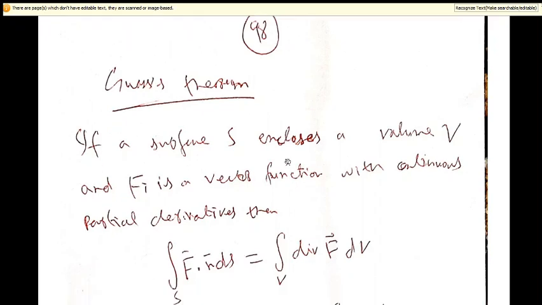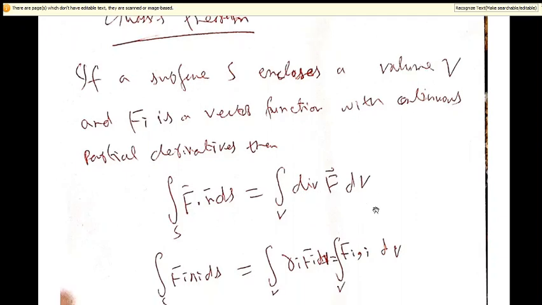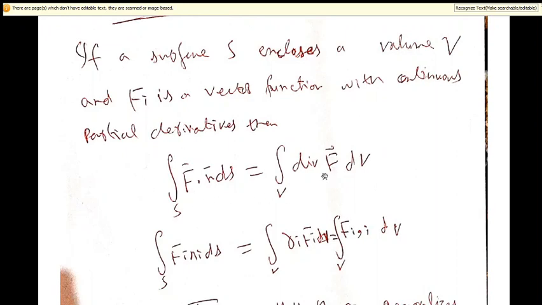This is simply conversion of surface and volume integral. Suppose surface S encloses a volume V, and Fi is a vector function with continuous partial derivatives. You can write: the surface integral of F dot n dS equals the volume integral of the divergence of F. Sometimes we call this the divergence theorem, del dot F dV. We can move from surface integral to volume integral with the help of this theorem.